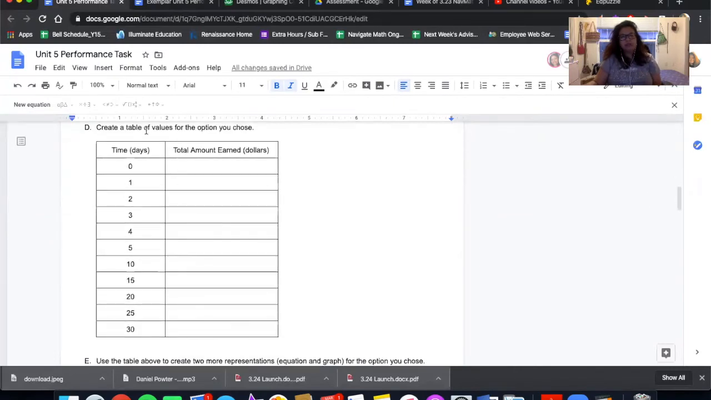You're going to create a table of values for the option that you choose. Notice that right here, when we get to this box, the values jump. It goes from 5 to 10, right? We're not going from 5 to 6, we're going from 5 to 10. So how would you figure that out?